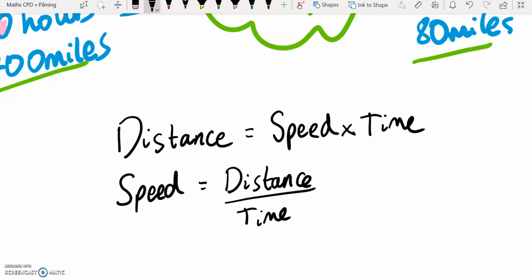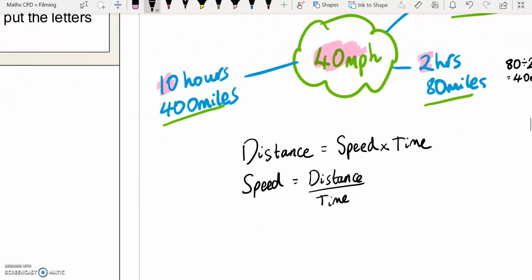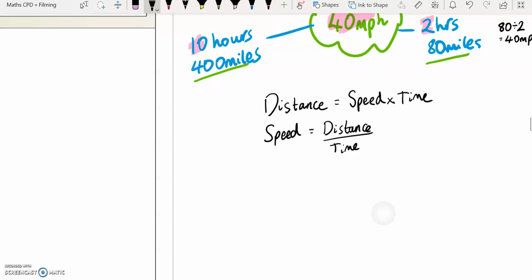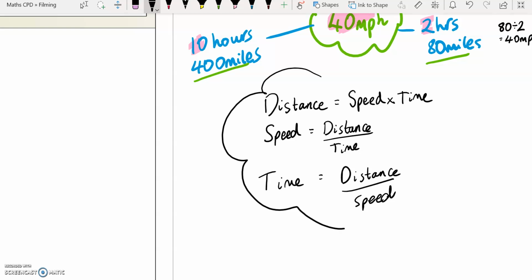And there's another formula as well for time. To calculate the time, we would do distance divided by speed. But all these, there's 3 formulas. I'll just write it down. To calculate the time, we would do distance over speed. Distance divided by speed. Okay, so we've got 3 formulas here that we need to know how to work out.